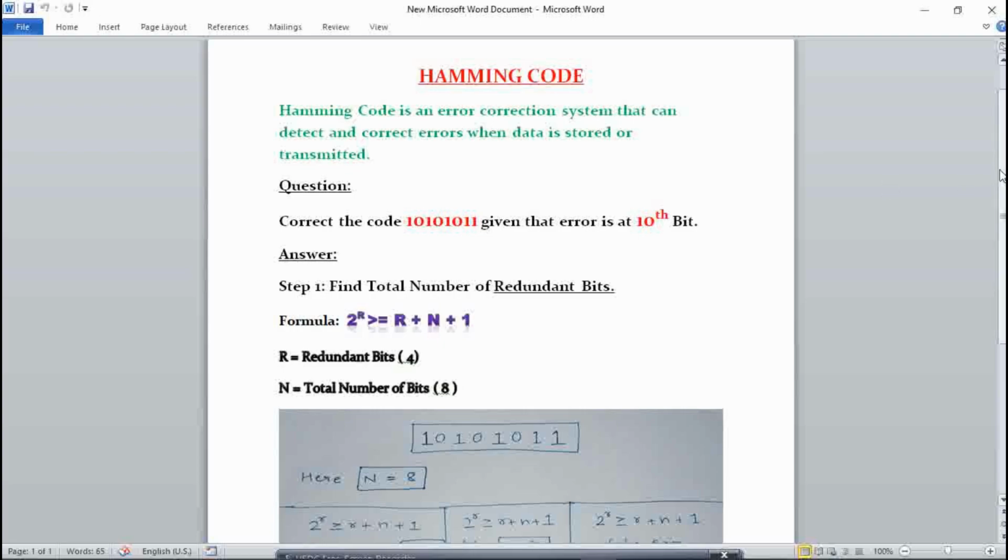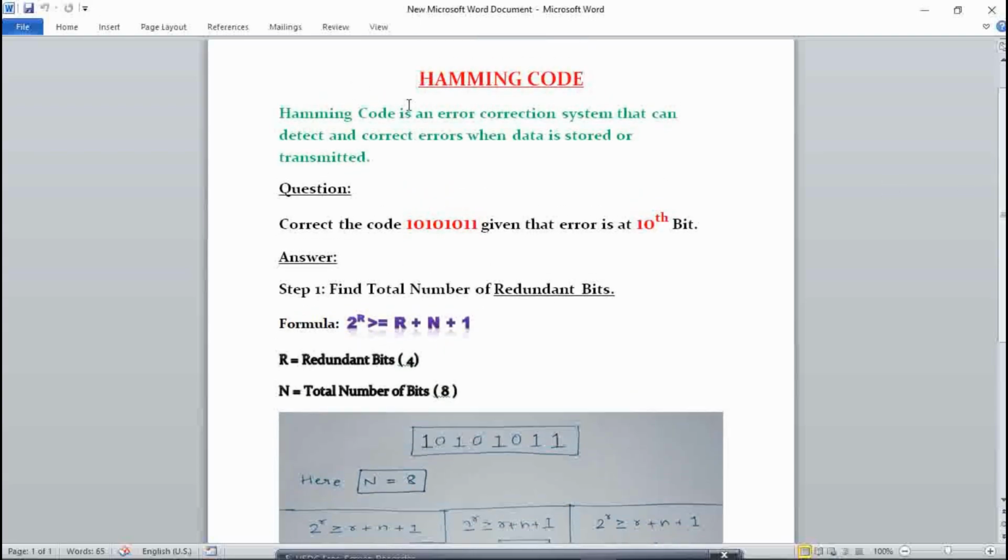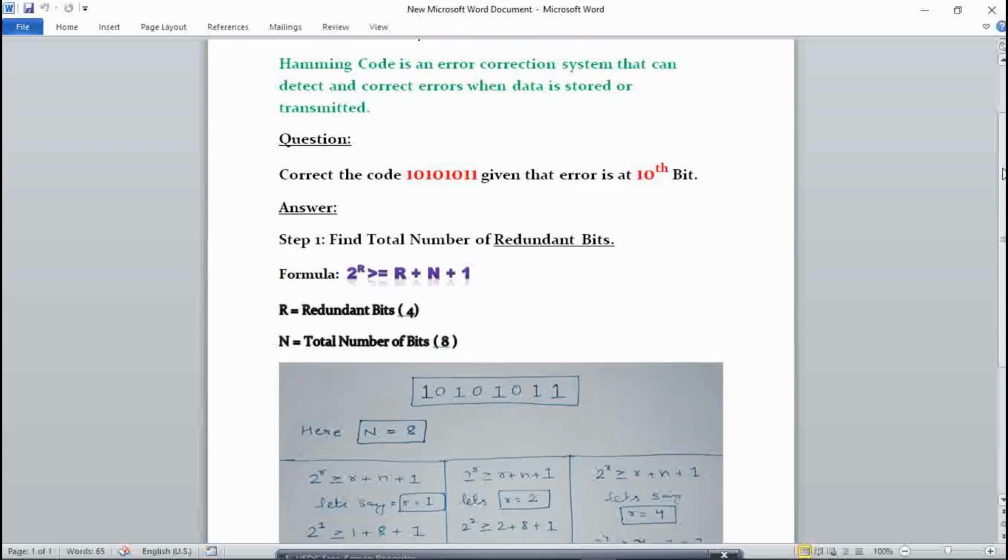So the first step that you need to follow to solve this Hamming code question is that you need to find the total number of redundant bits. Here redundant bits are called parity bits, means which are the wrong bits, error bits. So to calculate how many redundant bits are present here, the formula is 2 raised to power r greater than equal to r plus n plus 1. Here r is equal to redundant bits and n is equal to total number of bits present.